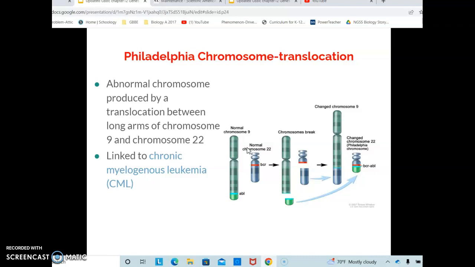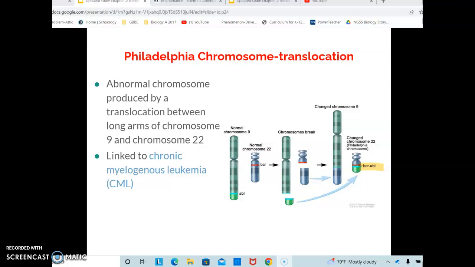Now, if you notice here, the ABL and the BCR are on two separate chromosomes. But what happens is we create a hybrid at this point, and that hybrid is this BCR-ABL. When you have that, it's breaking the genes that control part of the cell cycle. And this is what leads to the abnormal amount of growth of the white blood cells.